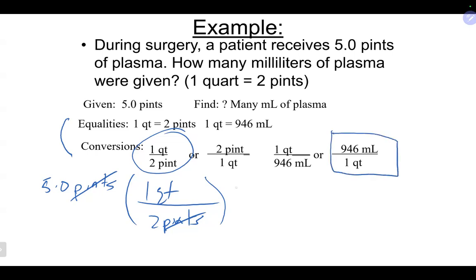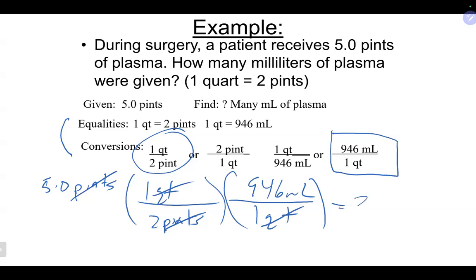It's opposite, so quarts are on top. We'll put quarts on the bottom, our 946 milliliters. Quarts will cancel, and we will end up with about 2365 milliliters. Looking at sig figs, again, we can probably ignore these for the most part, since this is the smallest number of sig figs we have, which is about 2.